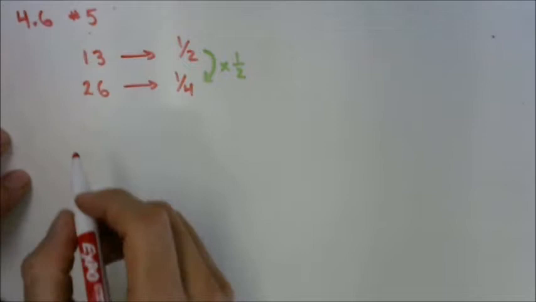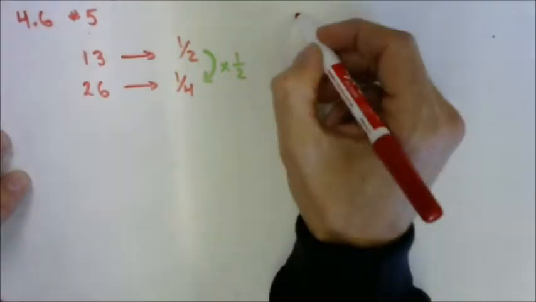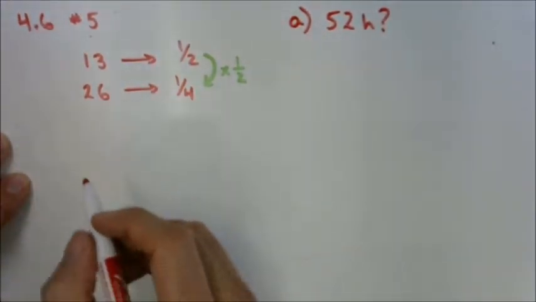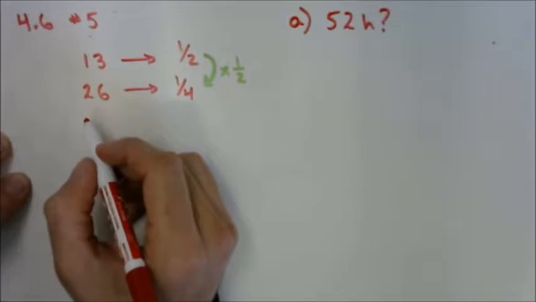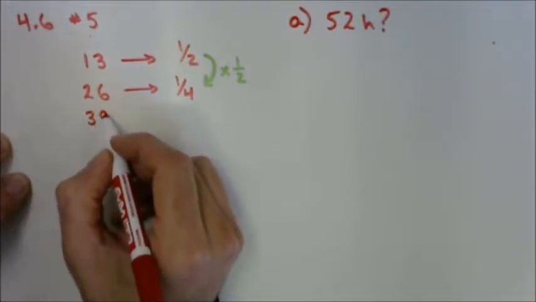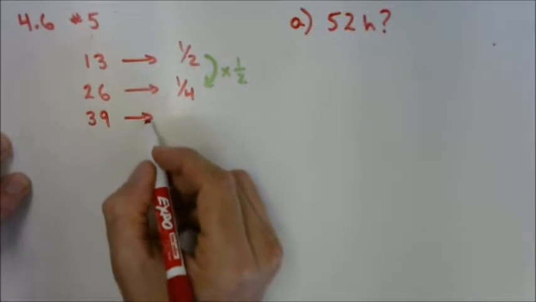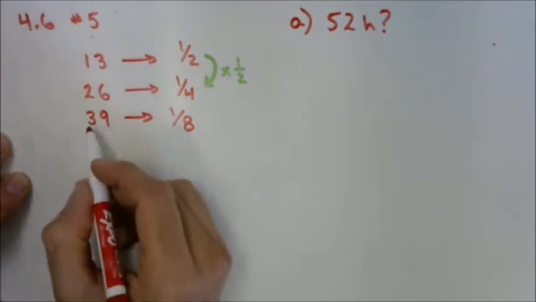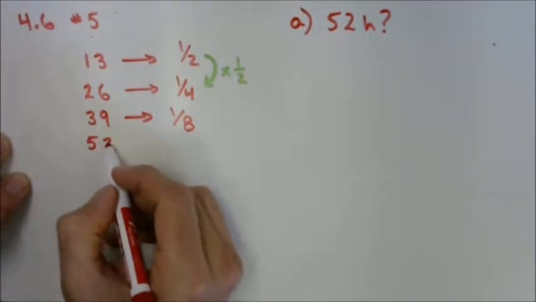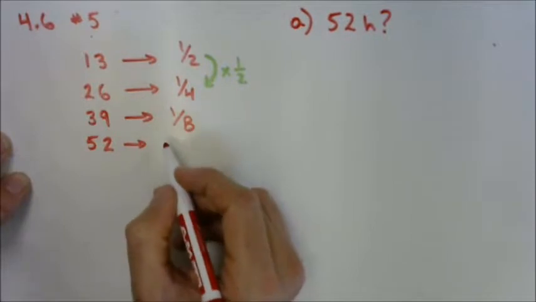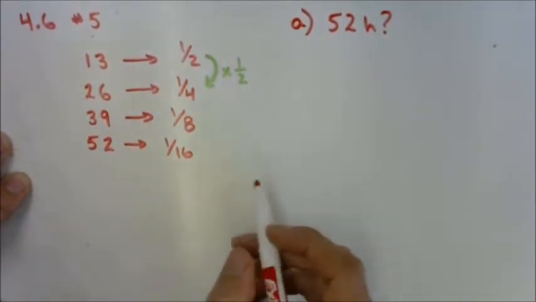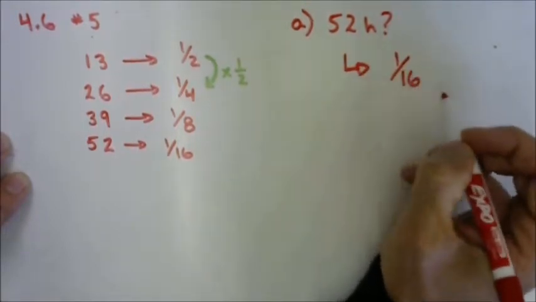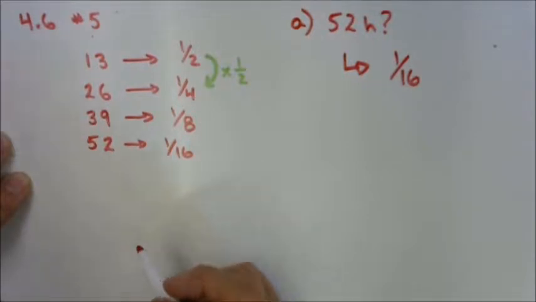Well, let's see if we can continue our pattern to get our answer for question A, which is what happens after 52 hours? What fraction remains? What's 26 plus 13? 39. So that's another half-life period, which means there will be half as much. So what's half of 1/4? 1/8. 39 plus 13? Well, that's 52. What's half of 1/8? 1/16. What fraction of the original amount is left after 52 hours? 1/16 is left. Okay? That's A.